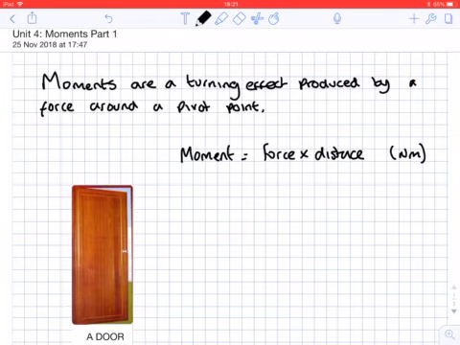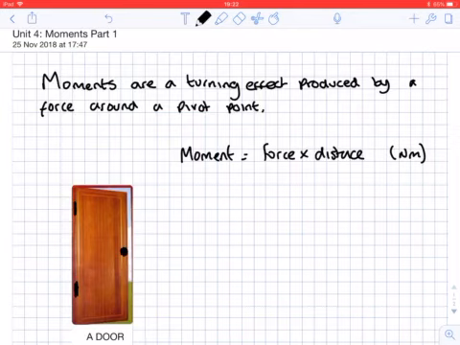Units are in Newton meters. And the best way of illustrating it really is by thinking about a door. Now, obviously, with a door you have the pivot point, which are the hinges on the left hand side, and then you obviously have the handle on the right. And if you think about it logically, why are the door handles on doors so far away from the hinge? Well, it's all to do with moments.